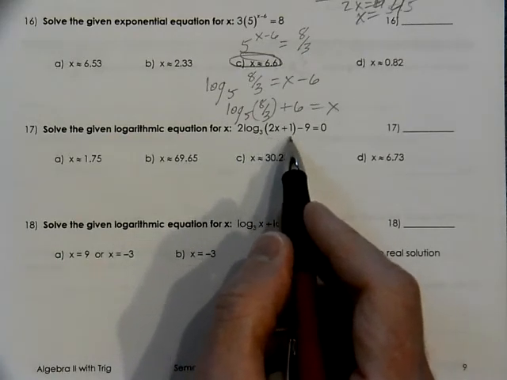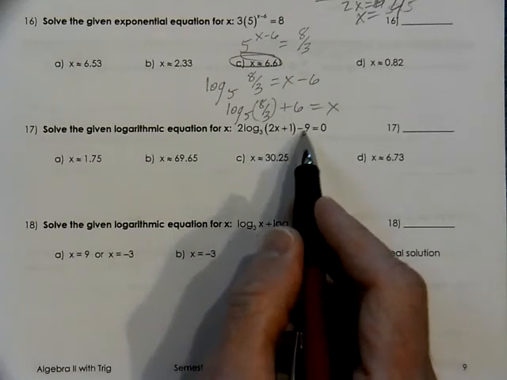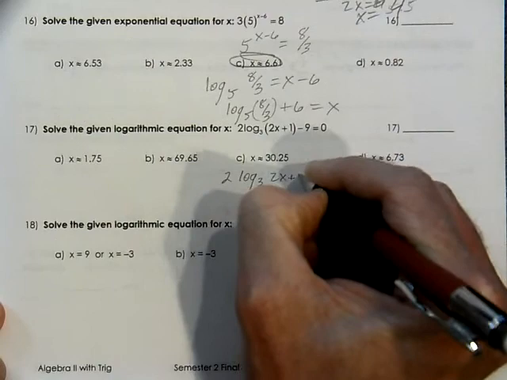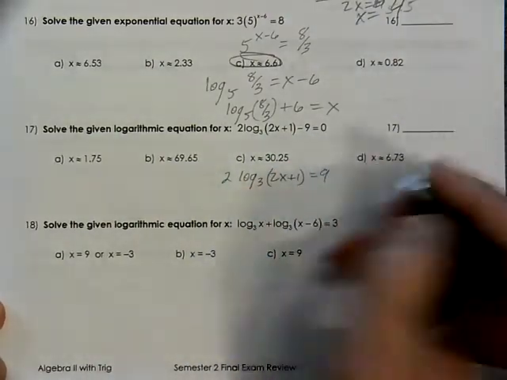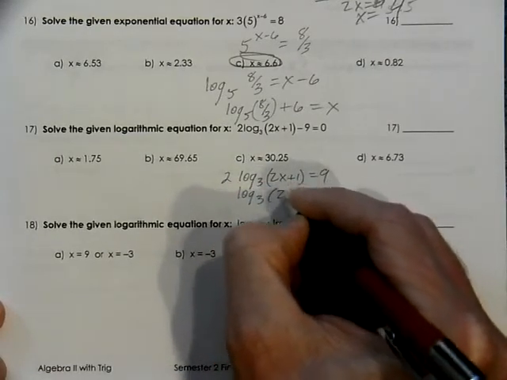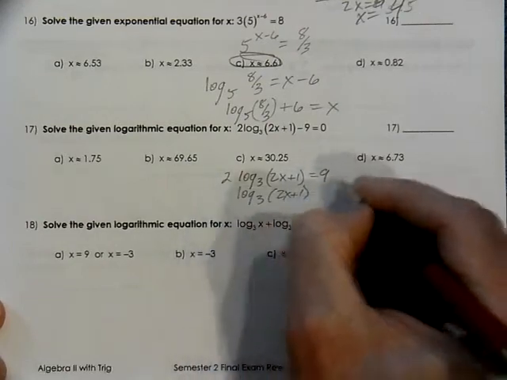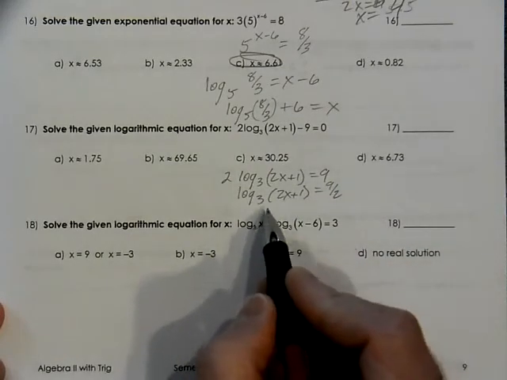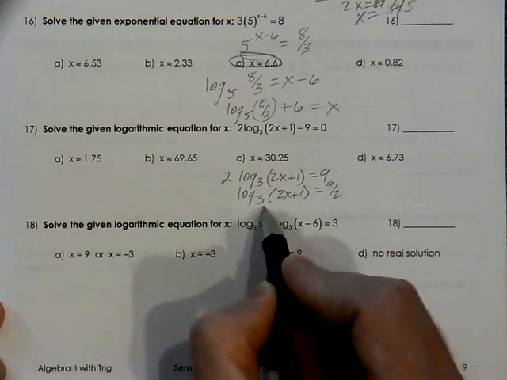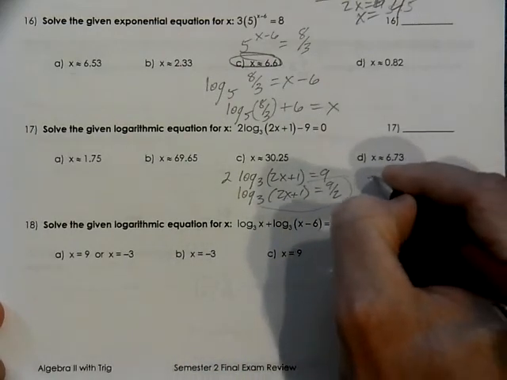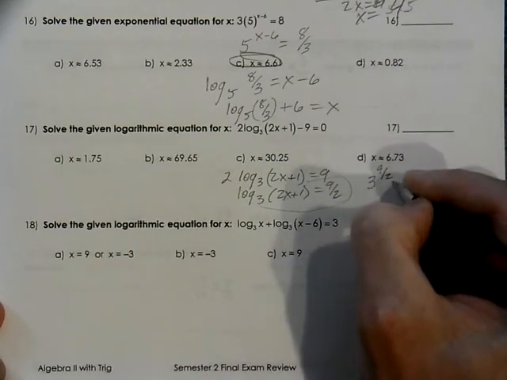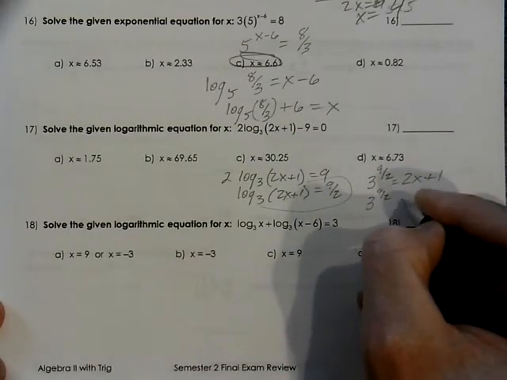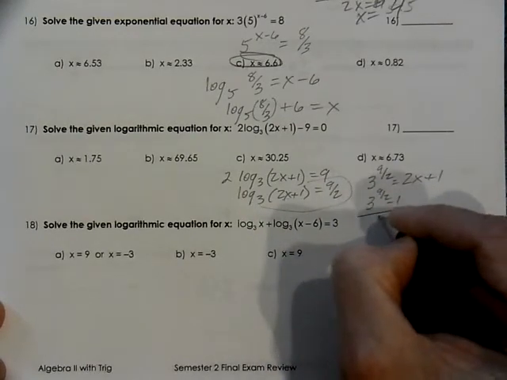So here we have 2x plus 1 equals 9. We'll divide by the 2. That gives us 4.5 or 9 halves. Now, we can't get into this x, so we have to write this in exponential form. So 3 to the 9 halves is going to equal 2x plus 1. So 3 to the 9 halves minus 1, all divided by 2.